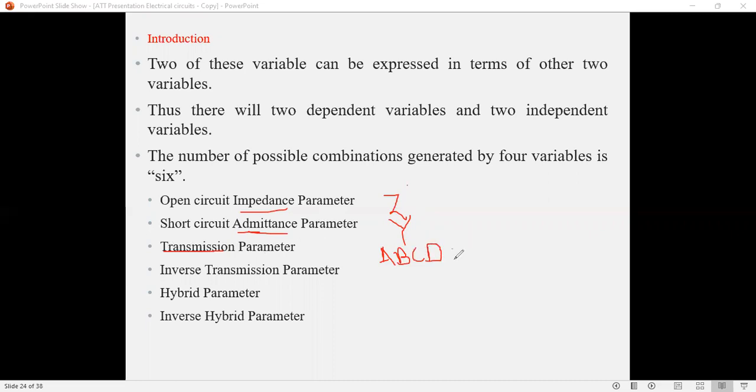This parameter is generally used for transmission lines. Then the inverse transmission parameter, which is nothing but the inverse of the transmission parameter, represented by A dash, B dash, C dash and D dash. Then the hybrid parameter, which is called the H parameter. And then the inverse hybrid parameter, which is the H dash parameter. So these are the 6 possible combinations from these 4 variables.